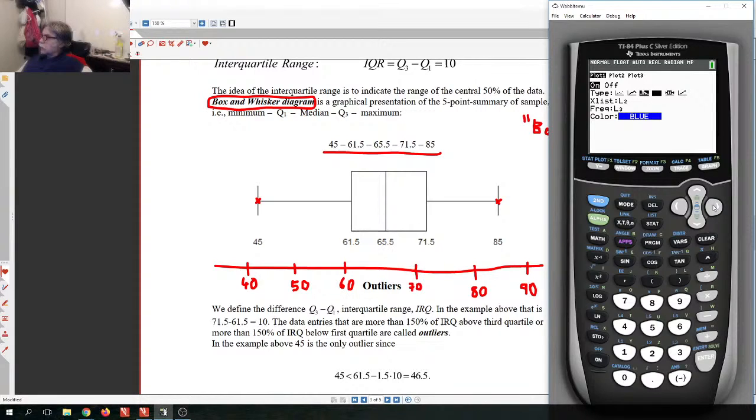I don't want to do that right now. I'm going to explain it in a moment. This is the one without outliers, just a box plot. It looks like a box plot. The data that I have, I think it was list 5. Okay, and I don't have a frequency list. And now graph.